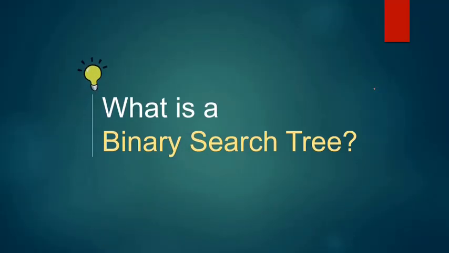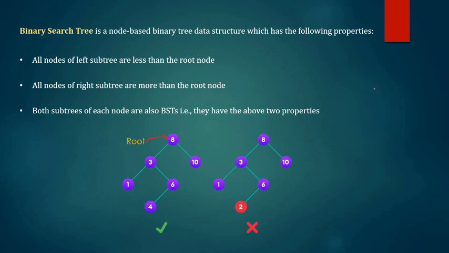Let us first recall what is a binary search tree. A binary search tree is a special kind of binary tree which has the following three properties. First, all nodes of the left subtree are less than the root node. Second, all nodes of the right subtree are more than the root node. And third, both subtrees of each node are also binary search trees. That is, they have the above two properties.